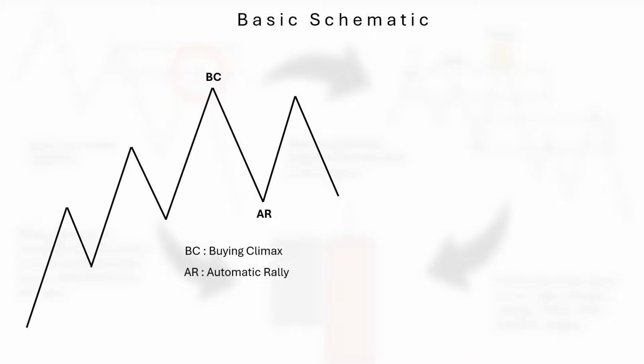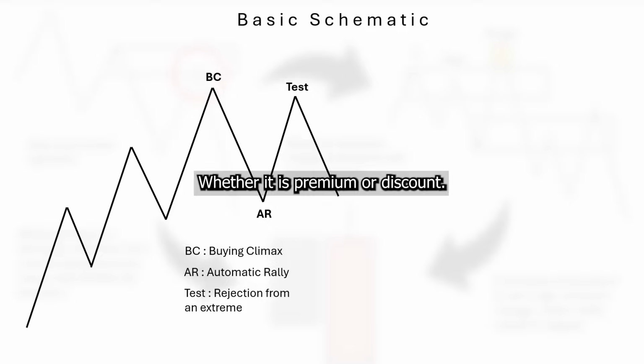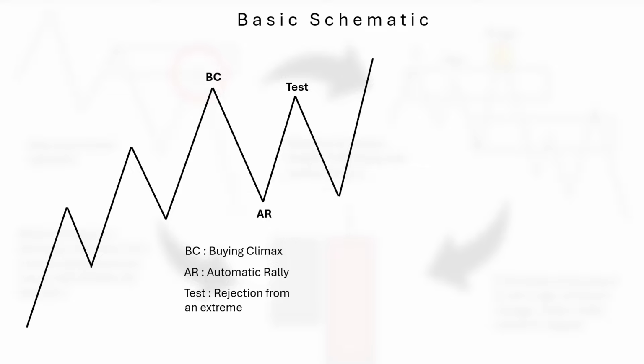Now what do you have here? A rejection from your buying climax. Outside of your schematic laws, this would be a rejection from an extreme supply. So this would be your test. Your test is a rejection from an extreme zone, whether it's premium or discount. So now price completely takes out your test and your buying climax, but comes back inside of the range. This would be a sweep.